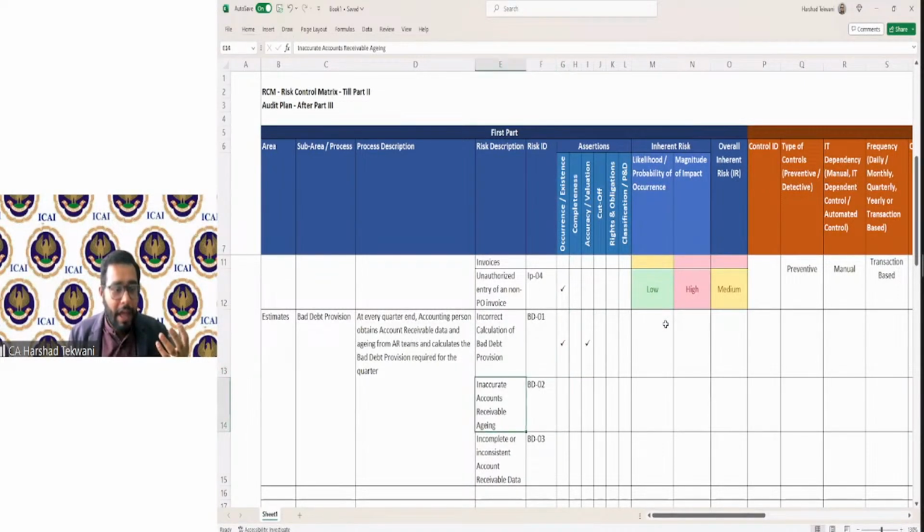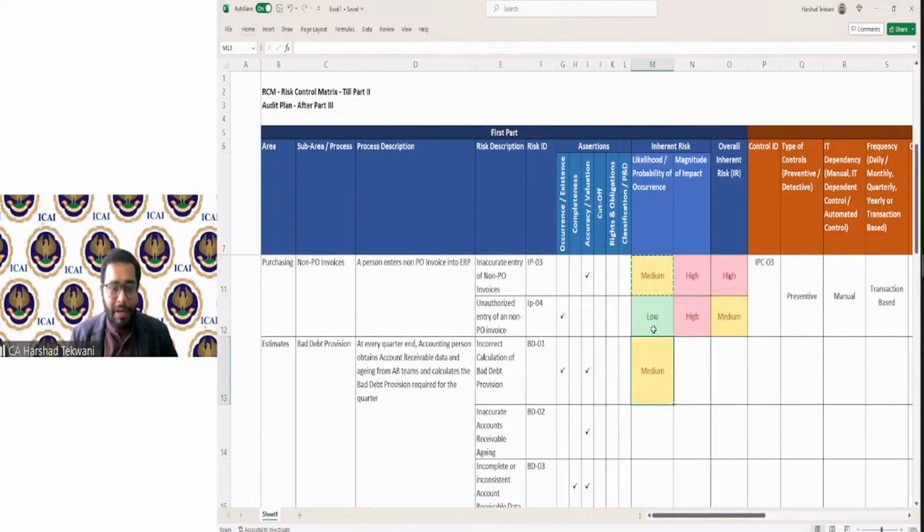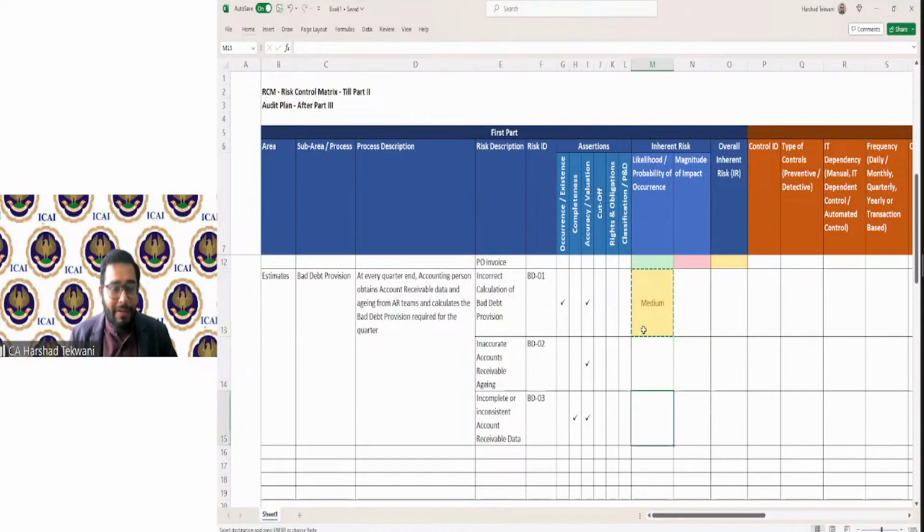Okay. If inaccurate accounts receivable aging is there, again I will have a problem with valuation. If incomplete and inconsistent data is there, then I could have a problem with completeness, and again a problem with accuracy or valuation. So this can be the scenario. Now, I will understand the probability of incorrect calculation. Let's say in the past this has happened multiple times. Calculation is incorrect, or the data was inconsistent multiple times. I'll say medium.